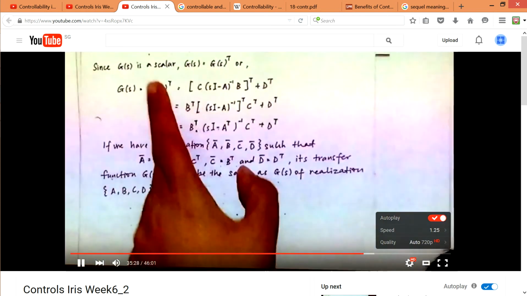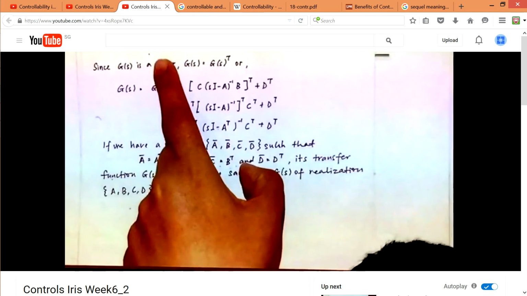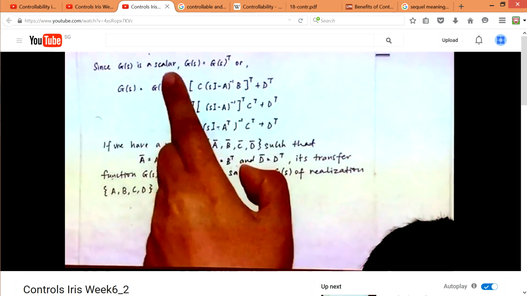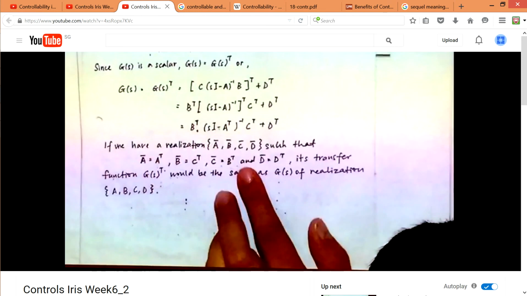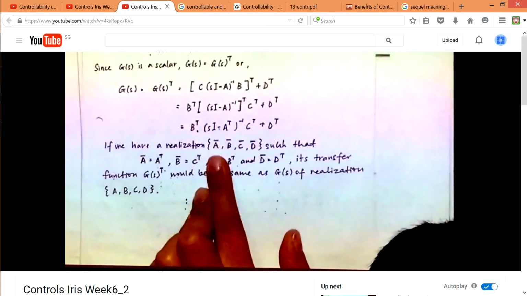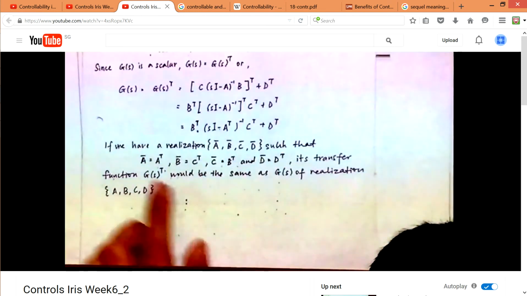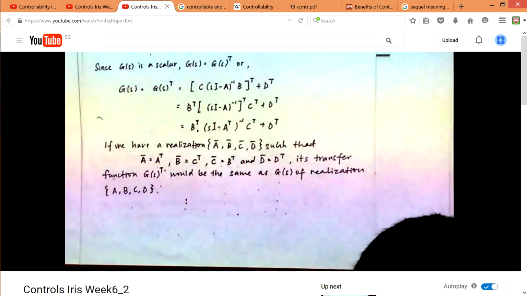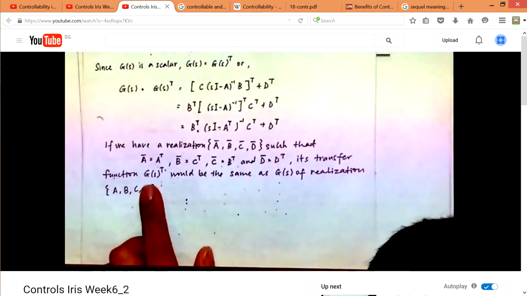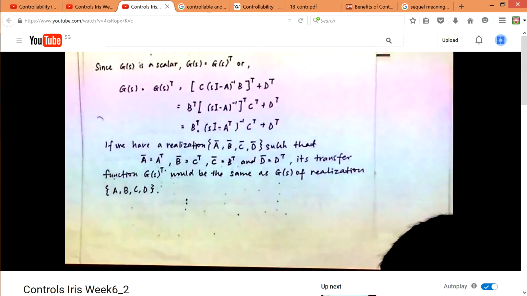Okay, in the second page, if you know what the transfer function is, and because the transfer function is a scalar, G(s) is the same as G(s) transpose. You can say that if you have a realization A bar, B bar, C bar, D bar, which is the same as A transpose, C transpose, B transpose, and D transpose, then the transfer function G is the same as G(s) transpose.